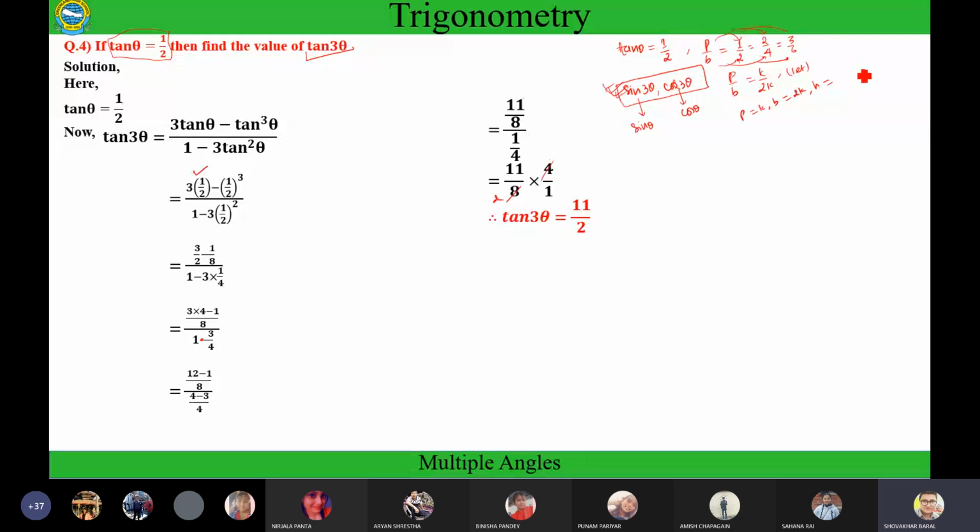So find the value of k at first, and later find the value of sin theta by using the formula of sin theta, that is p by h, cos theta that is b by h.